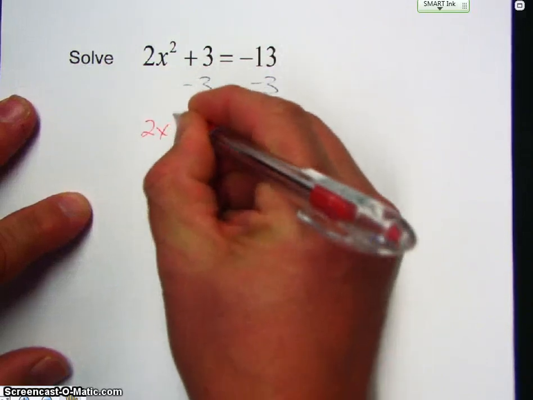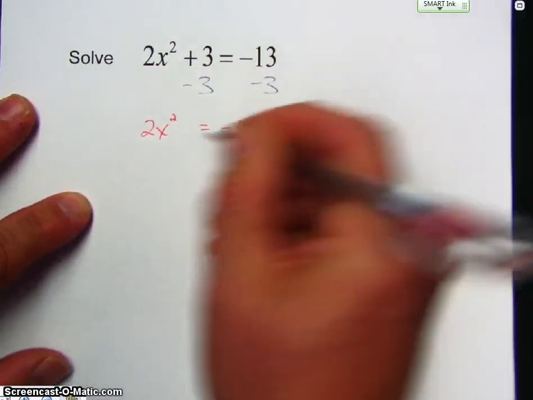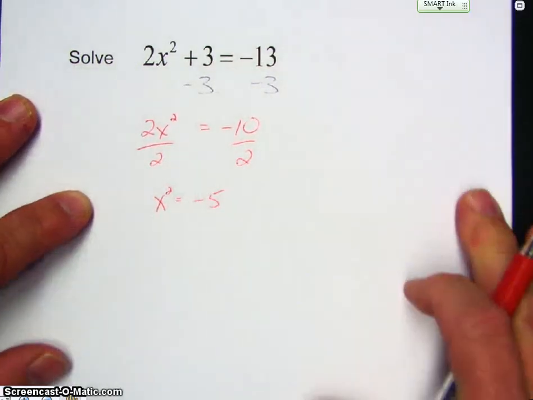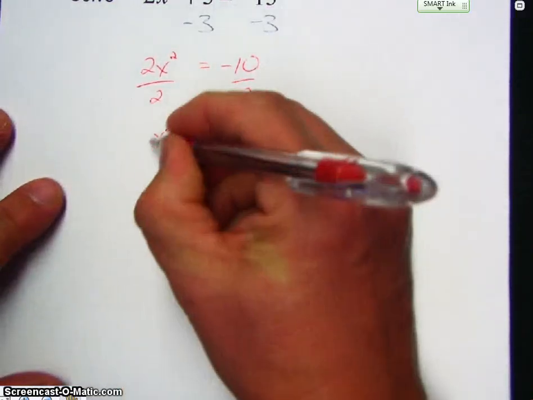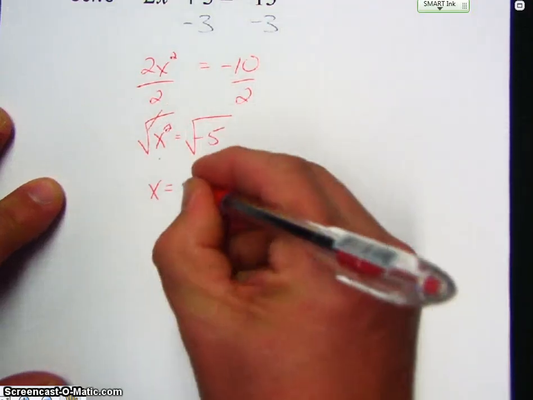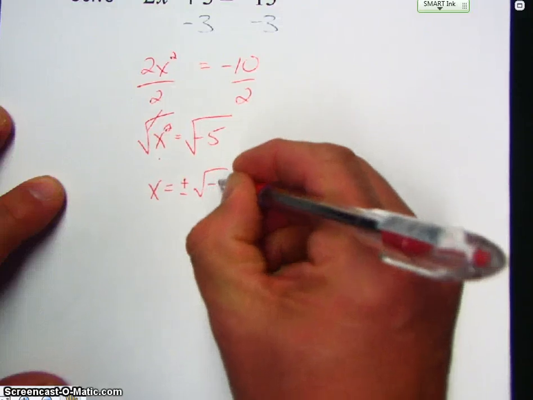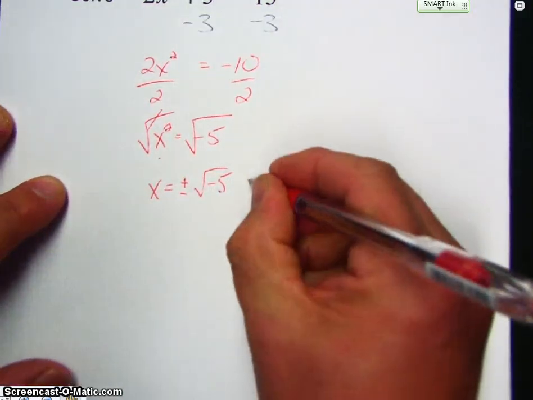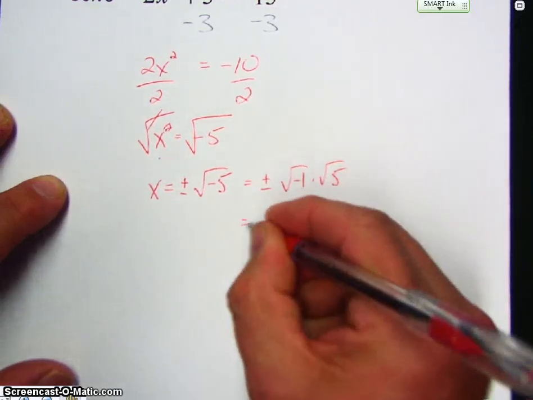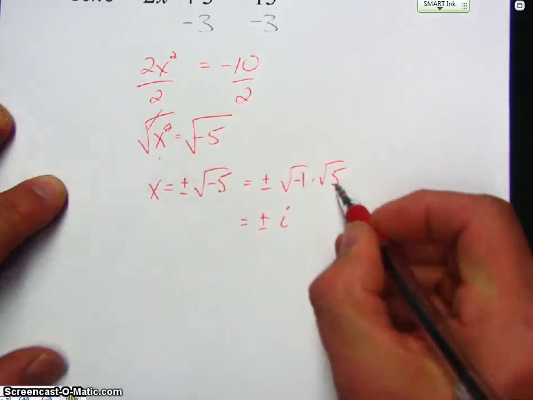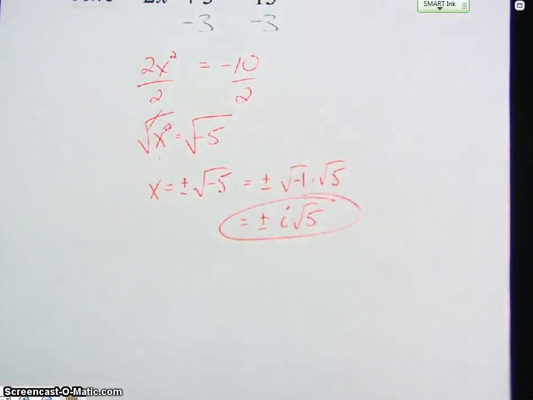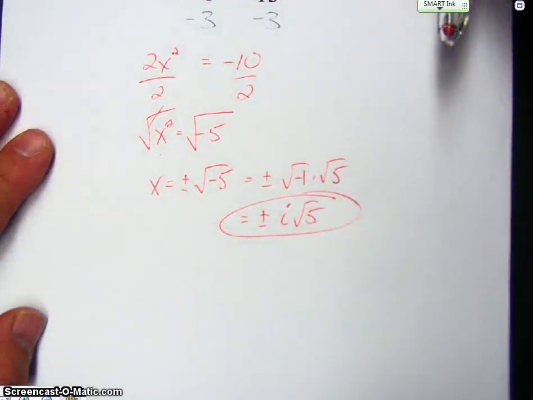All right, so we get 2x squared equals negative 10. Divide both sides by 2. You get x squared is equal to negative 5. We isolated x squared. Now we take the square root of both sides. So x, since I took the square root, I put the plus and minus, square root of negative 5. So now I'll rewrite it, plus and minus square root of negative 1 times square root of 5. So that's plus and minus i radical 5, that does not simplify, so we just leave it. Right? And there's your non-real solution.